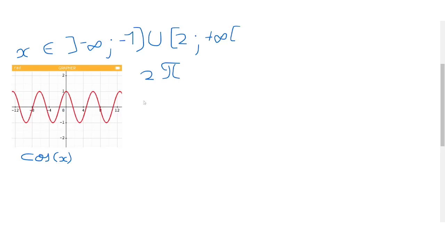Well, this means that for our input x, if we were to add or subtract however many times 2 pi, it would not change the output in any way, shape, or form, cosine of x. What does this mean, though, looking at just the graph?